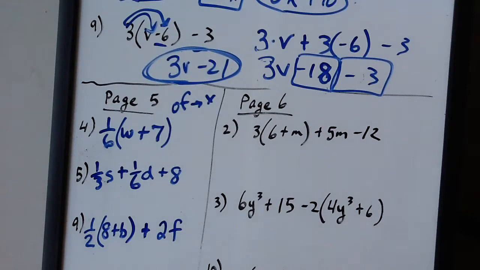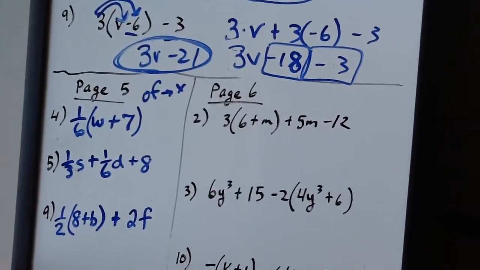So go to page 6. I'll do 3 examples from there. Numbers 2, 3, and 10. 2, 3, and 10.